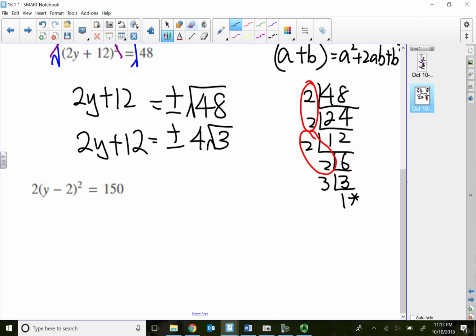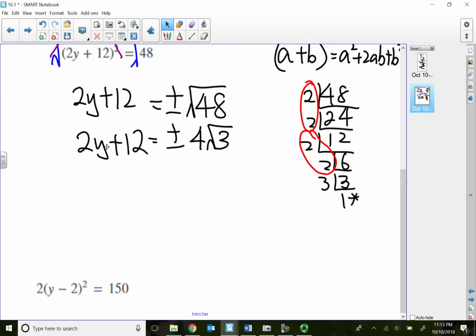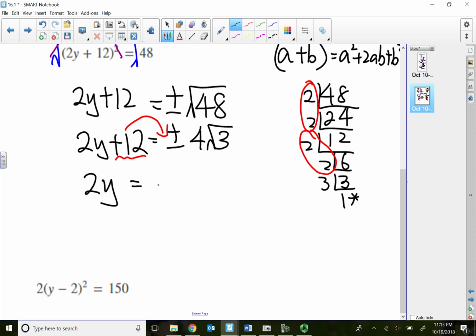All right, so where do we go from here? Well, I will need my answer to be y equal. So now I'm going to move this term to the other side of the equal sign, and I'm going to purposely place it right in front of the plus and minus. So my answer will look like 2y equal to negative 12 plus minus 4 times square root of 3.